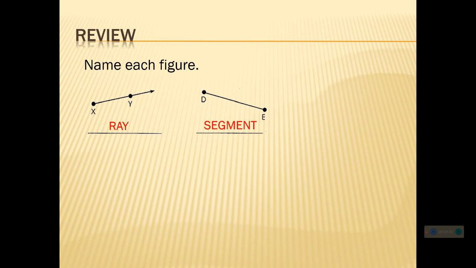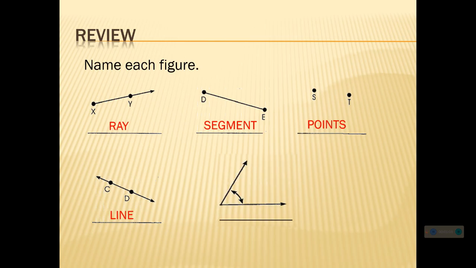Yes, this is a segment. Next, number 3, how about this one? You're right, these are points. For the next figure, that's correct, that is a line. And for the last figure, you're right, this is an angle. So we have the ray, segment, points, lines, and the angle here.